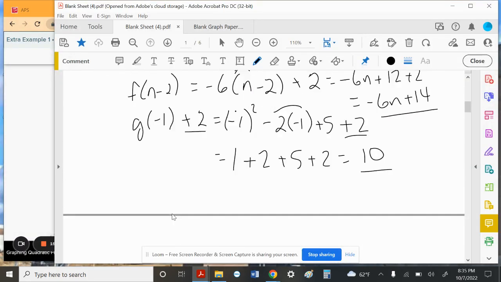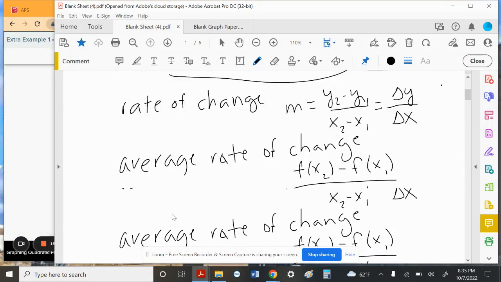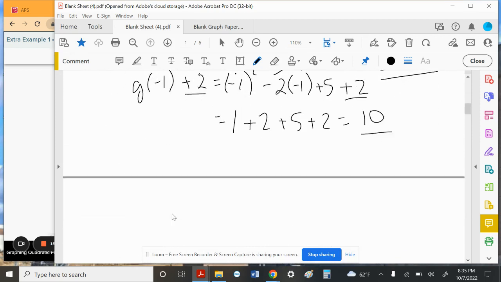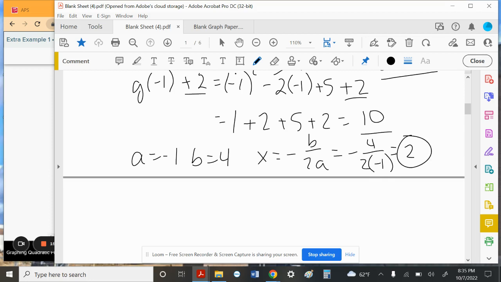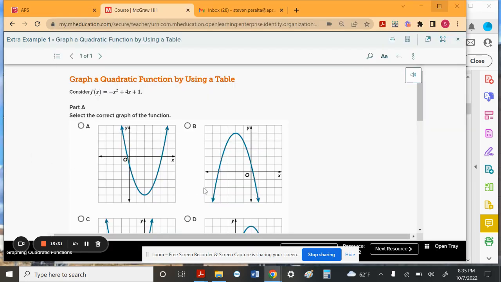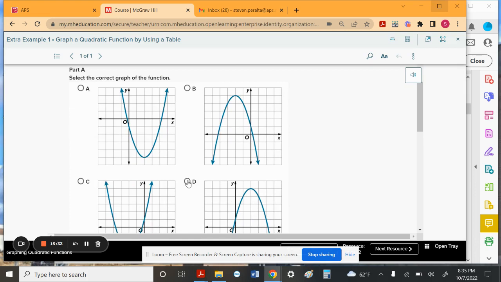So let's go back over here. I'm going to try to keep this all on one page if I can. So we know that a is -1 and b is 4. So x equals negative b over 2a. And if I plug those in, I get -4 over 2 times -1. The two negatives cancel each other, so we just get 4 over 2, which is positive 2. So of course, if I get positive 2, it has to be d.